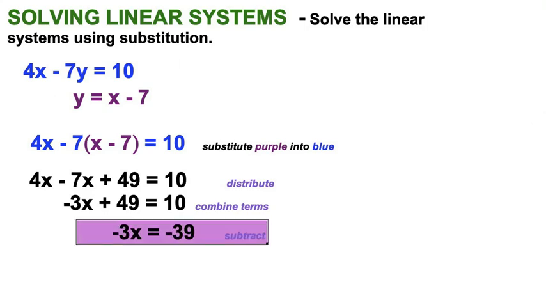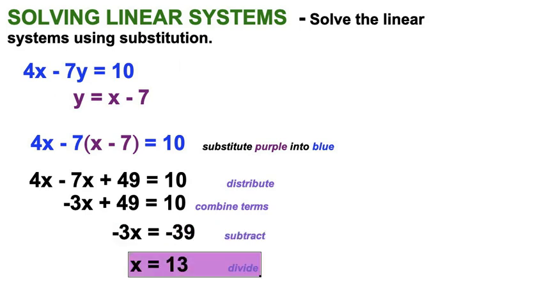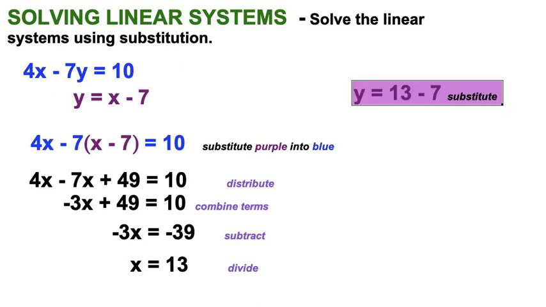I'm going to subtract the 49 from both sides, and then divide both sides by -3. Beautiful. So there you go. I'm going to substitute into the purple equation because I think that's easier.